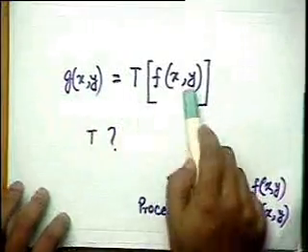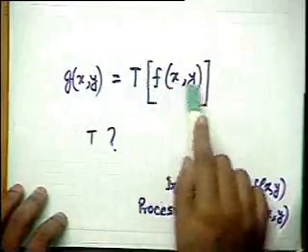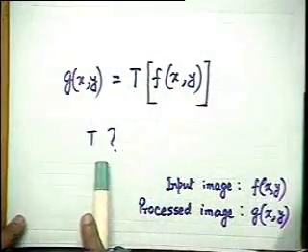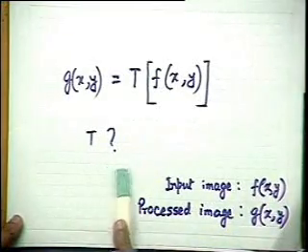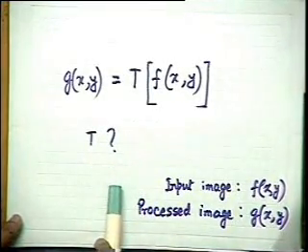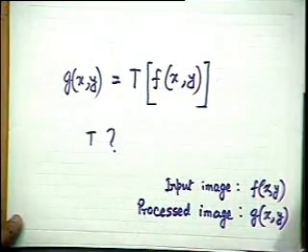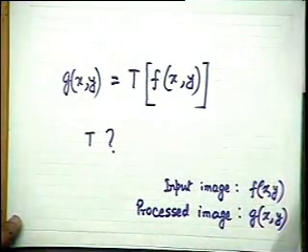The basic function which I had defined, g of (x, y) equal to T over f of (x, y), I have defined over a specific sub-image, or over a neighborhood centered around (x, y).